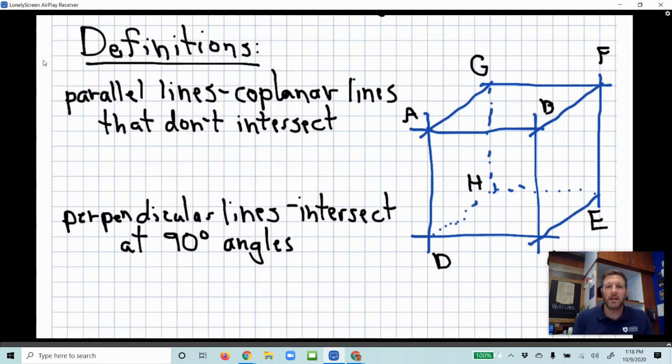First one is parallel lines. This one you're probably familiar with. Parallel lines are two lines that are coplanar, so they lie on the same plane, and they never intersect. So any two lines that are on the same plane but never intersect, we call coplanar.